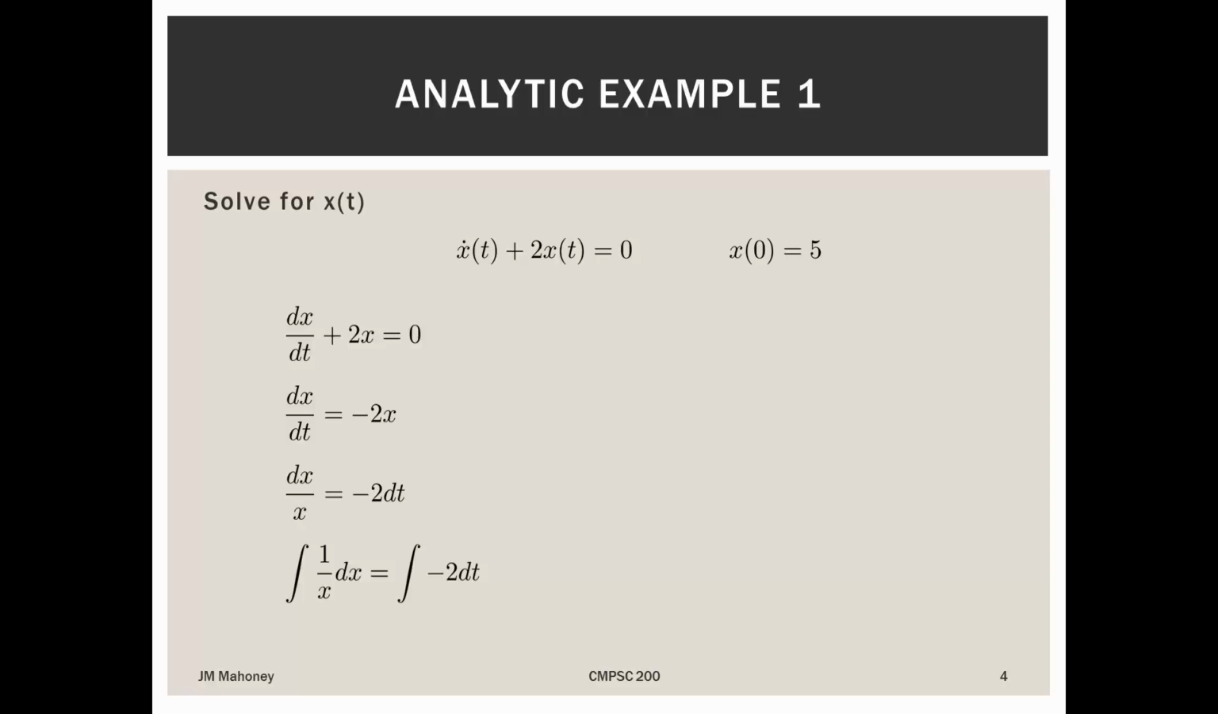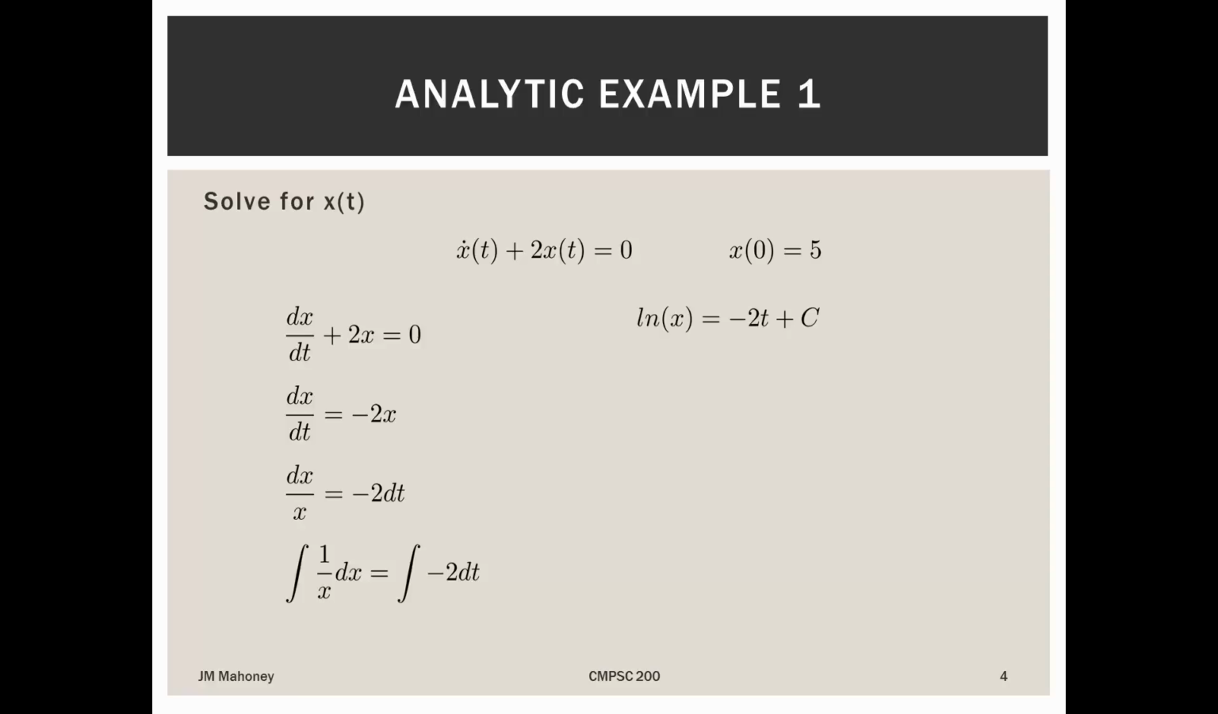So of the left-hand side, the integral of 1 over x is going to be natural log of x. And these are indefinite integrals, so when we integrate the right-hand side, we're going to get negative 2 times t, and then I'm going to choose to put that c term on the right-hand side here. So left-hand side natural log x equals negative 2t plus c. Remember, what we're ultimately interested in any of these cases is we want to know what is x of t. So I need to solve this now for x.